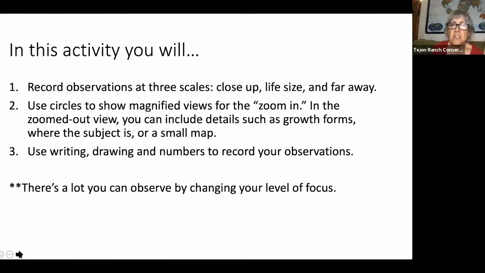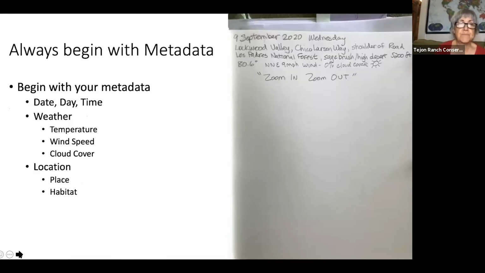Then the third drawing that you're going to do is a zoomed out view. In that, you're going to include details, such as maybe a landscape or growth forms or where that subject is, a small map, for example. You're going to do ABCs, 1, 2, 3s, and a picture. So you'll use writing, drawing, and numbers to record all of your observations. Now, this last sentence that's on this slide, keep this in mind. It may be a really good closing sentence for your reflection. There's a lot you can observe by changing your level of focus.